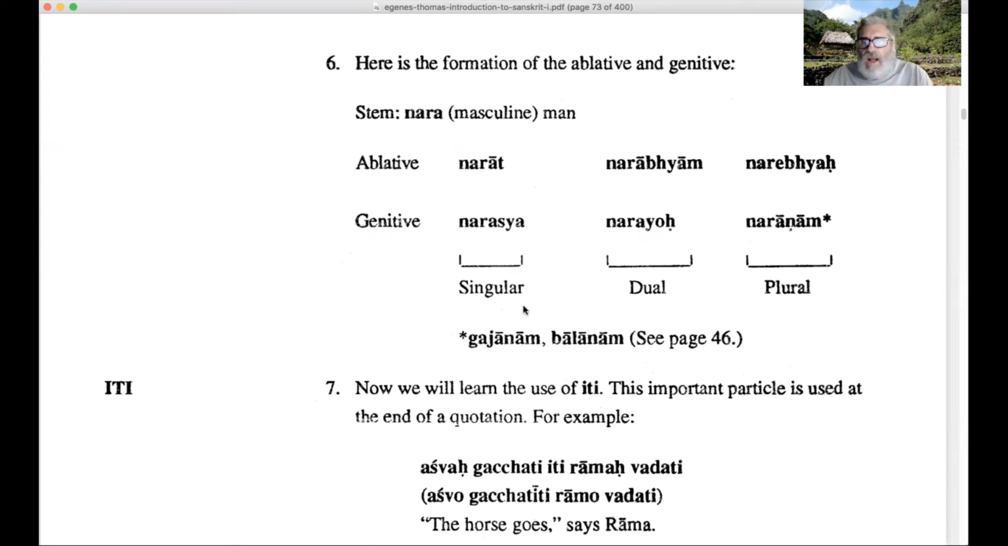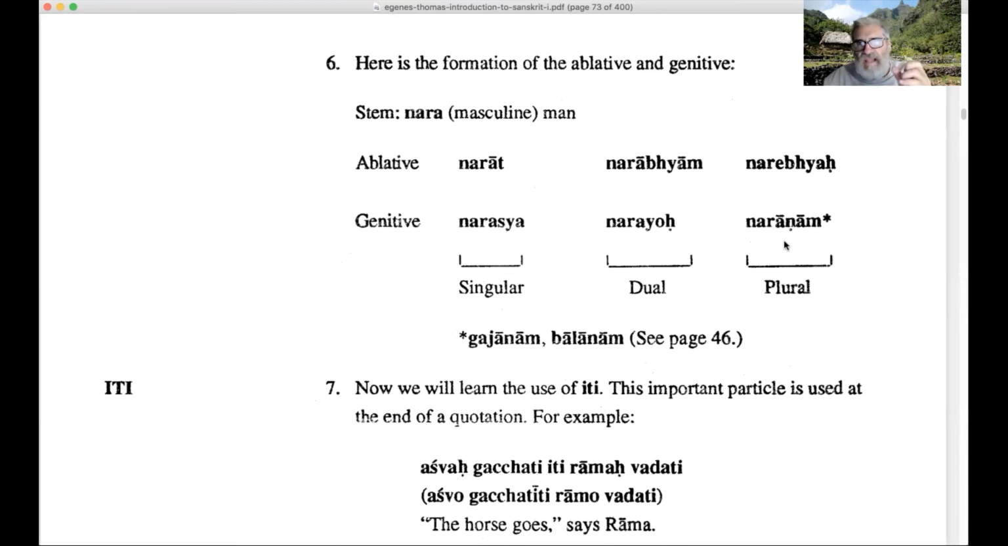So now, a special note about naranam. He's put a little asterisk here, and he said, see Gajanam and Balanam, on page 46. Okay, there was a rule, I'm pretty sure we covered it, that there's a certain type of sandhi: if we have the letter R coming in the word before an N, a dental N, a regular N, then that changes.